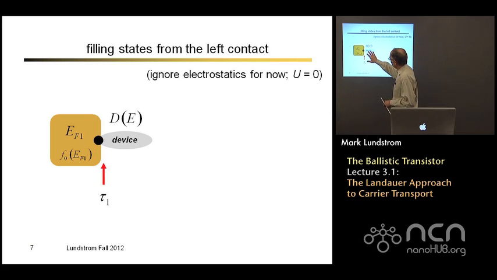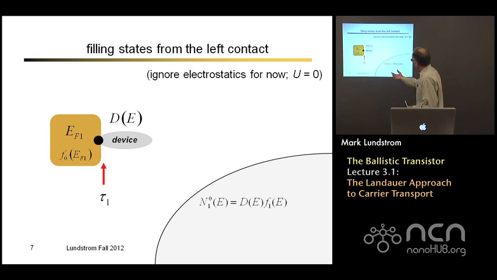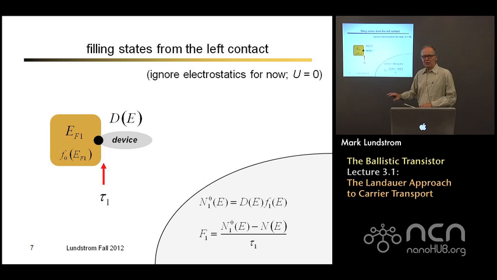This contact will try to fill up the states in the device according to its Fermi level and bring everything to equilibrium. There will be an initial transient, and then we'll end up with an equilibrium number of electrons at some particular energy that is the density of states in the device times the Fermi function of contact 1, which is filling those states. I could write a simple little equation that tells me what the transient flow is, either in or out, to establish that equilibrium. And the equation looks like this.